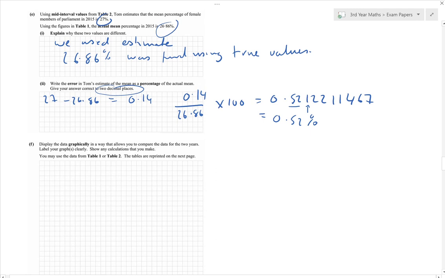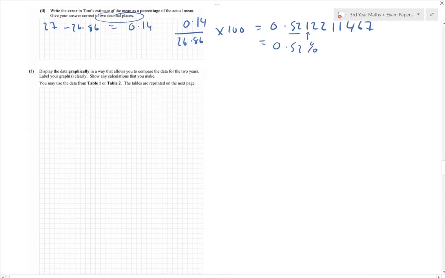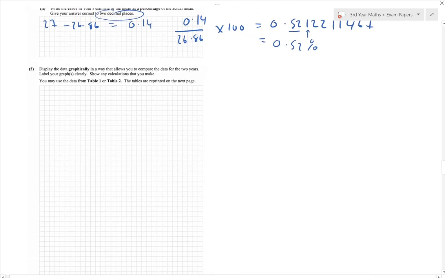Now it says display the data graphically in a way that allows you to compare the data for the 2 years. Label your graph clearly. Now, what would be a good idea to use here would be something like a trend graph. So I'm going to quickly just do one here. Okay, so you do a line here. You write all your values here.